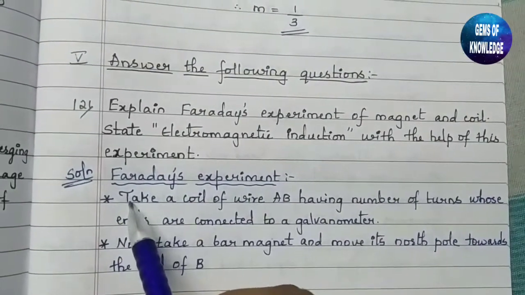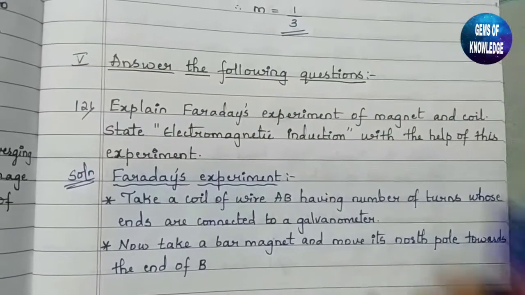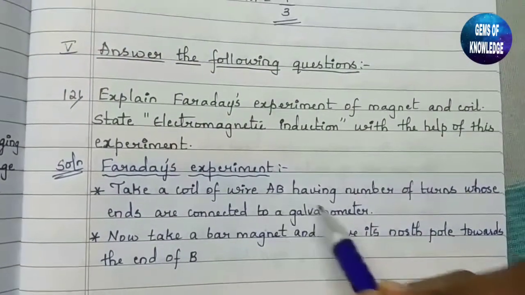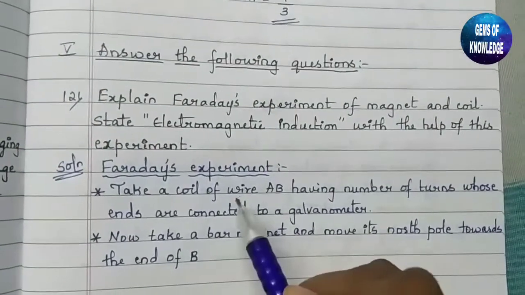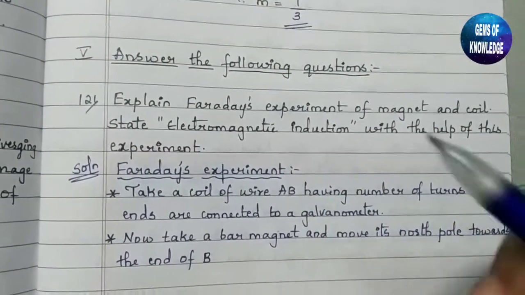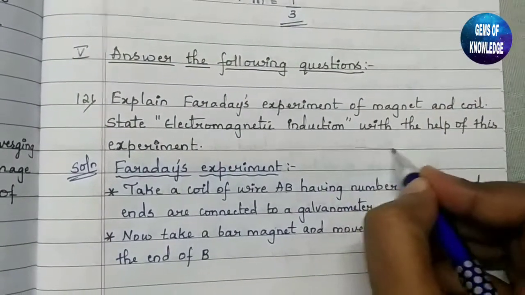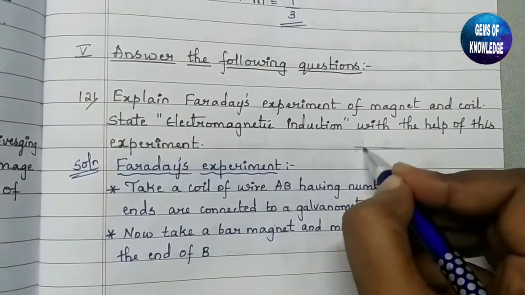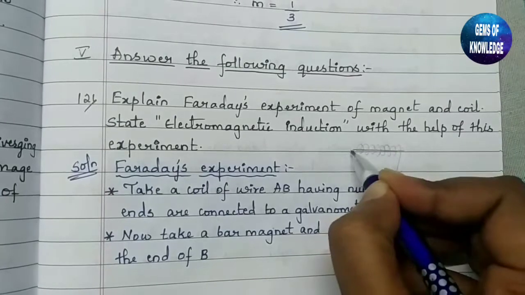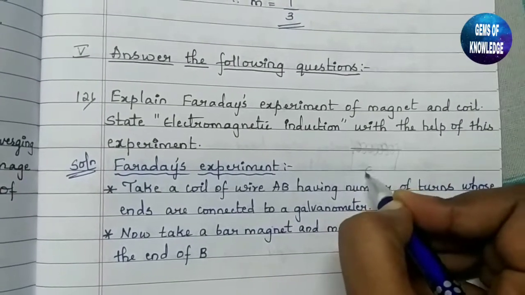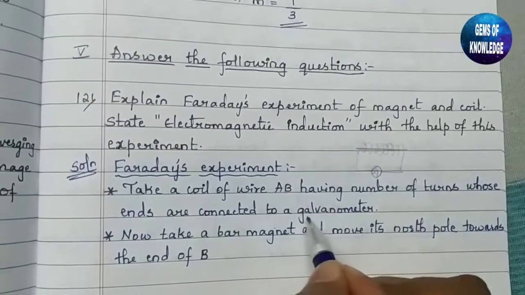So you need to take a coil of wire AB. One coil we need to take of wire AB having a number of turns, whose ends are connected to a galvanometer. So that wire must be turned many number of times, and the ends of both the wires, suppose this is your plate and a coil is turned a number of times, and the ends of both these wires are connected to a galvanometer.